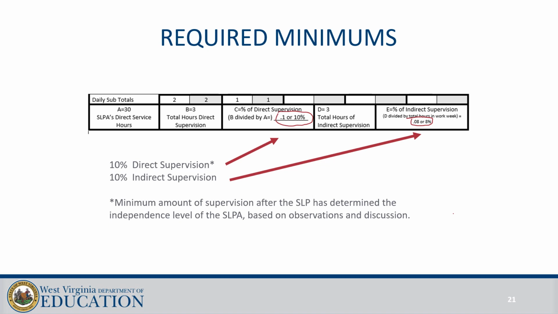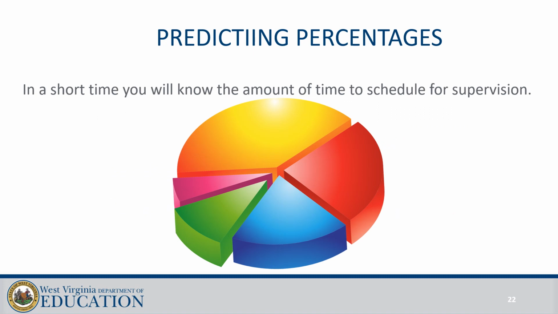Also remember, the determination of supervision is based on the independence level of the SLPA. Initially, a minimum of 20% direct supervision is recommended, and maybe more, based on the experience or inexperience of the SLPA and the severity or difficulty of the students on the SLPA's caseload. It won't take long before you can predict the amount of time needed to meet the minimum supervision requirements.